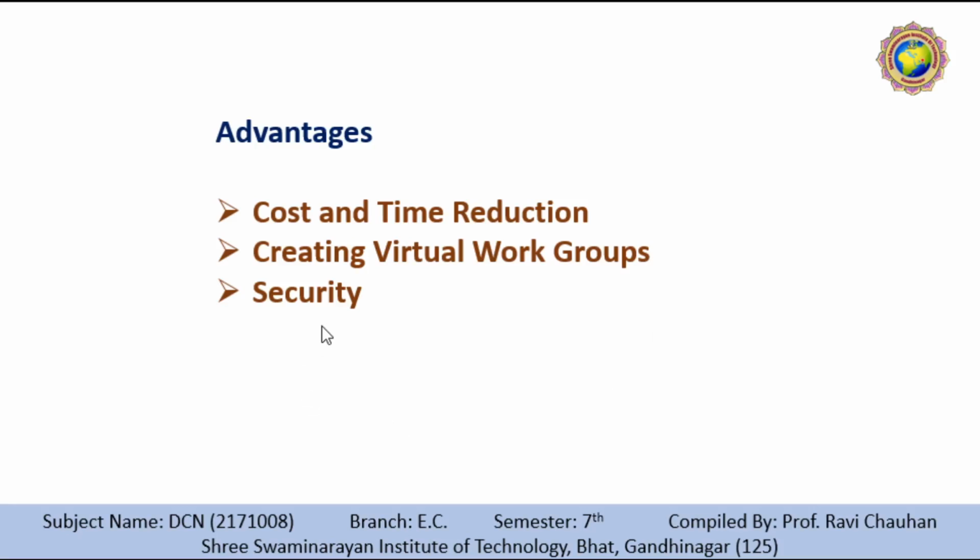Lastly, security. A VLAN provides an extra measure of security. People belonging to the same group can send a broadcast message with a guaranteed assurance that users in the other group will not receive this message. Fine. So the security concern is addressed.